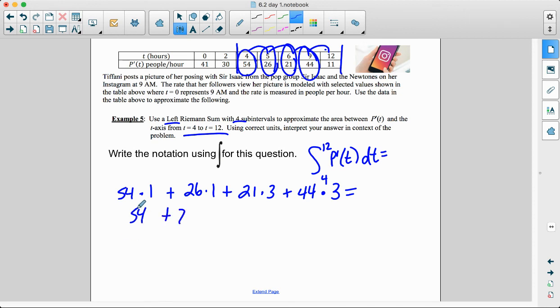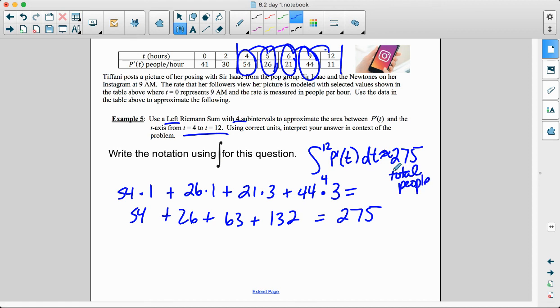So 54 plus 26 plus 63 plus 132. So unless I made a silly error, that's your answer for the approximate number of people. I should do squiggly equal sign. The approximate number of people, including units and the noun, the total number of people. People is the units. The total is the noun.